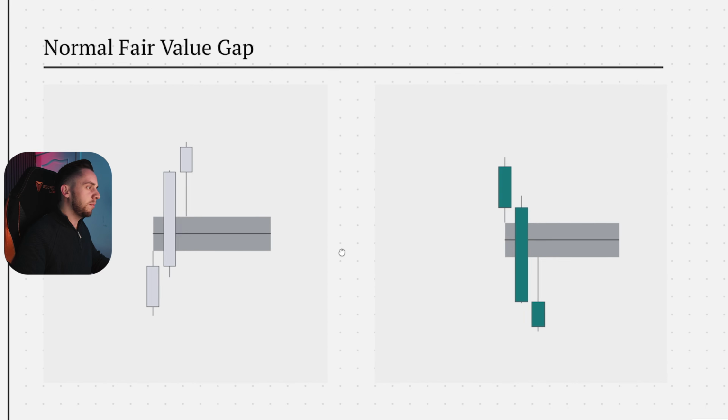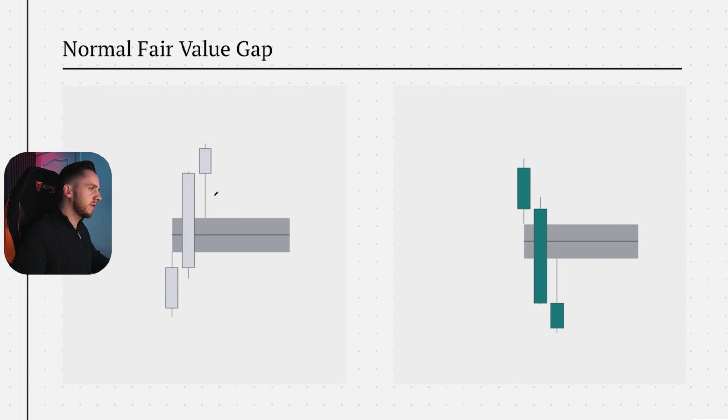Now, this simply means that for the bullish case scenario, sellers tried to push price lower. They failed to close the candle all the way down here, making this gap right here. And this means that buyers took control in this area, and buyers have more strength than sellers.